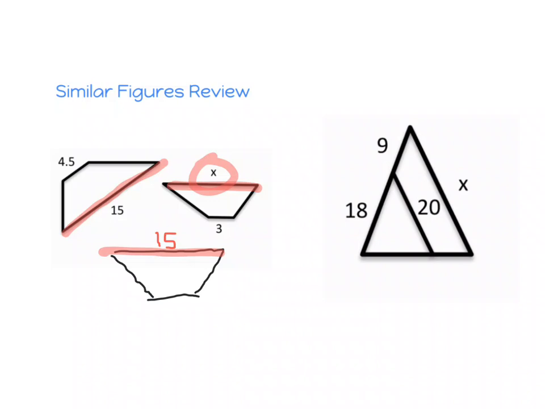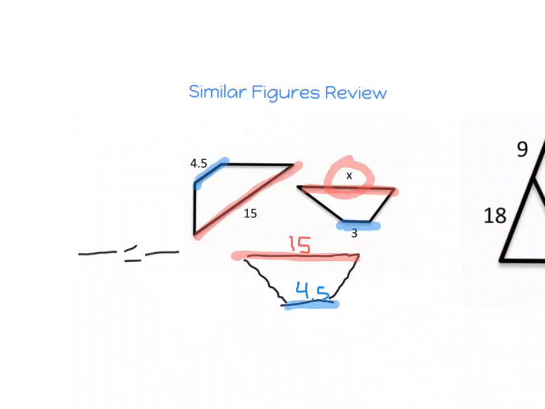Okay, then I'm going to go back to the small shape, the one that I didn't change positions. I'm going to notice that the other side I have information about is a 3, and it would correspond with this shorter side here, which in the original picture was 4.5. So because this is a proportional relationship, I can use a proportion to help me solve this problem. Alright, so I'm going to go ahead and set up my proportion now.